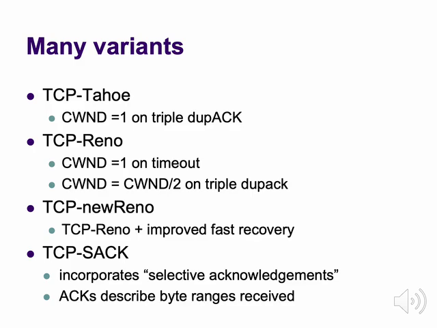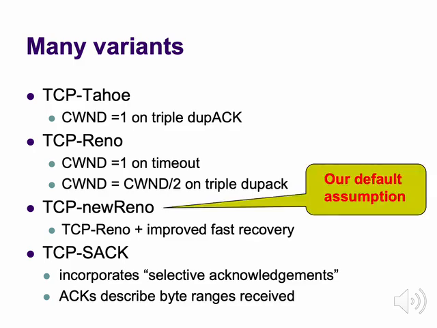Anyway, in this class, unless we tell you otherwise, if we say TCP congestion control, we are assuming everything that I've described in today's lecture. This is effectively TCP New Reno. And that's going to be our default assumption.